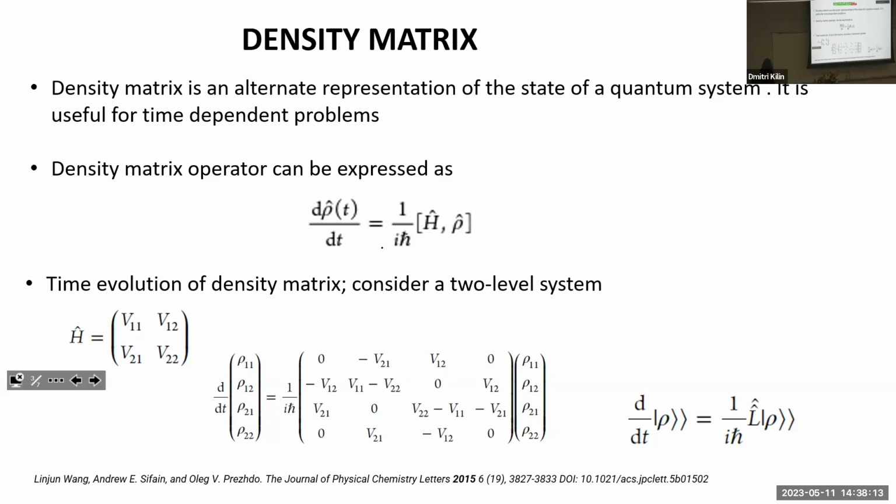So here I'm showing an expression of the density matrix operator, which is analogous to the time-dependent Schrodinger equation, just instead of the wave function, you're using the density matrix here, and then you have the Hamiltonian. To describe the time evolution of this density matrix operator, say you have a two-level system, then you describe the interaction as this, and then you are able to get the components of the density matrix, which can be rewritten as this expression where L here is the Liouvillean superoperator.